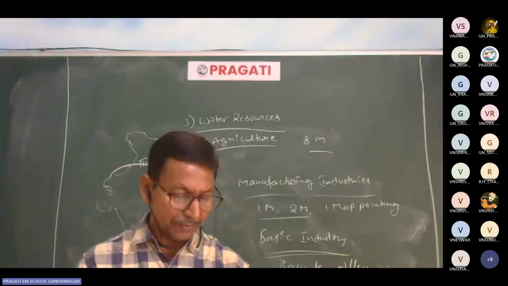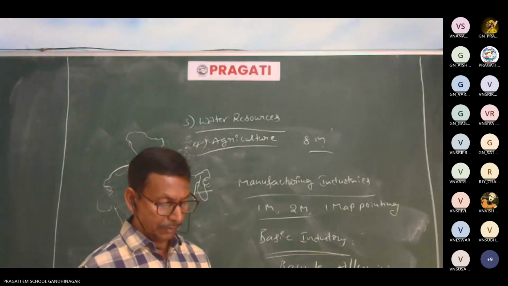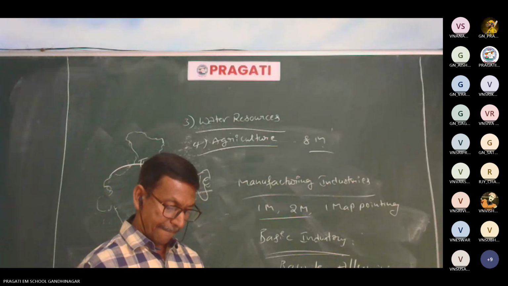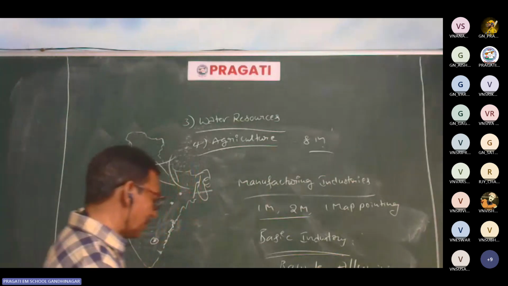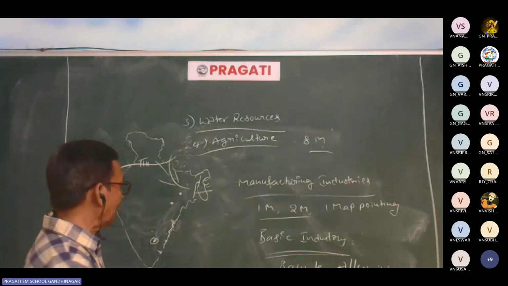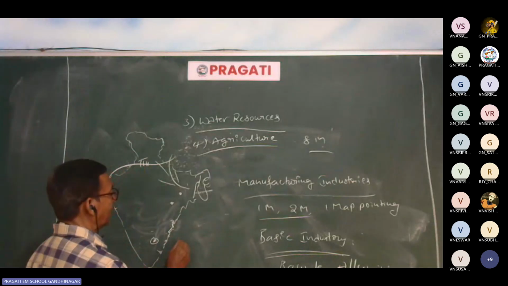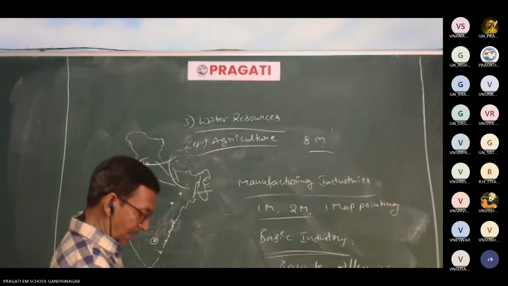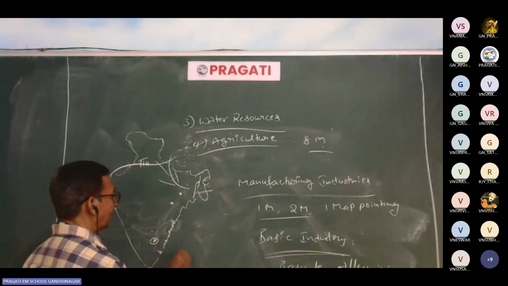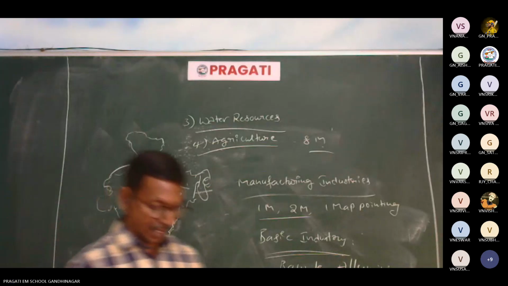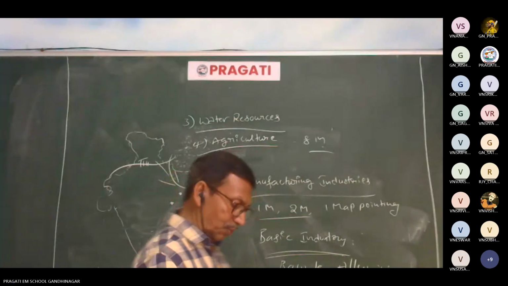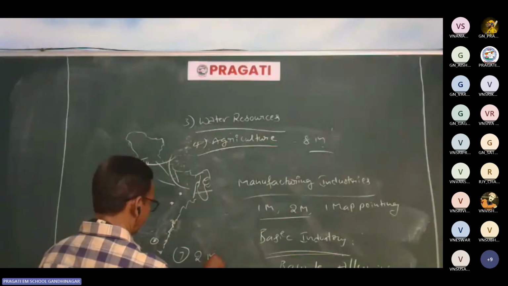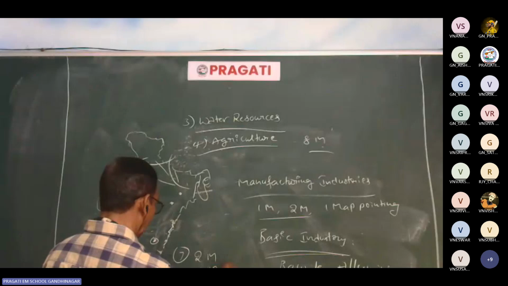Regarding the next lesson, lifelines of national economy, the last chapter in geography, lifelines of national economy, the seventh one. Here we can find two map pointing items and maybe a choice question also. Two more pictures, one map pointing also.